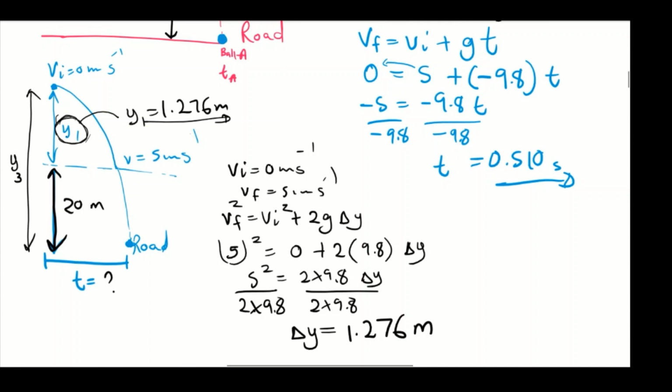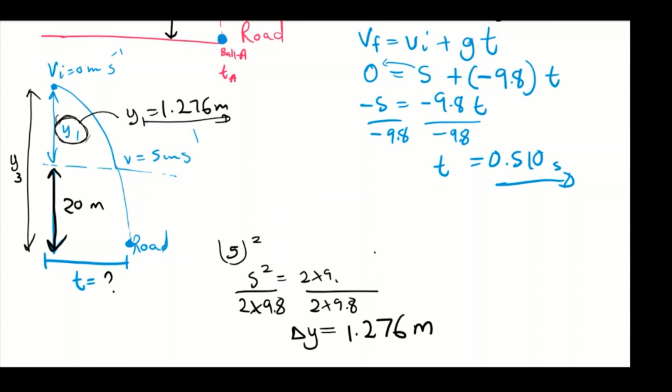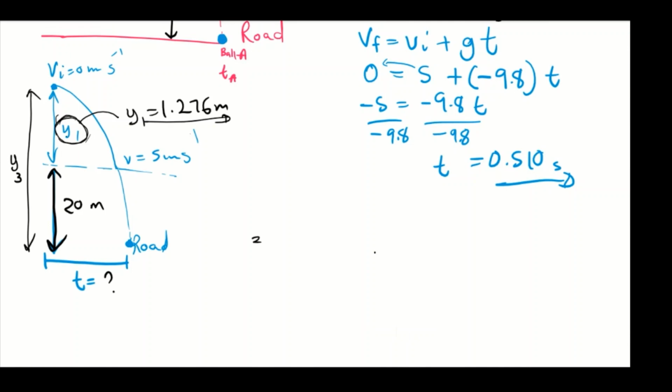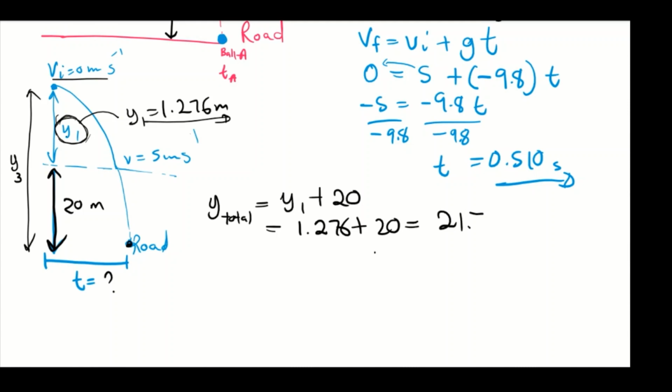Now that we found our y1, it means that the total height from the top, where our velocity is 0, all the way to the road would be the total height is equal to y1 plus 20 meters, which is 1.276 plus 20 meters, giving us 21.276 meters.